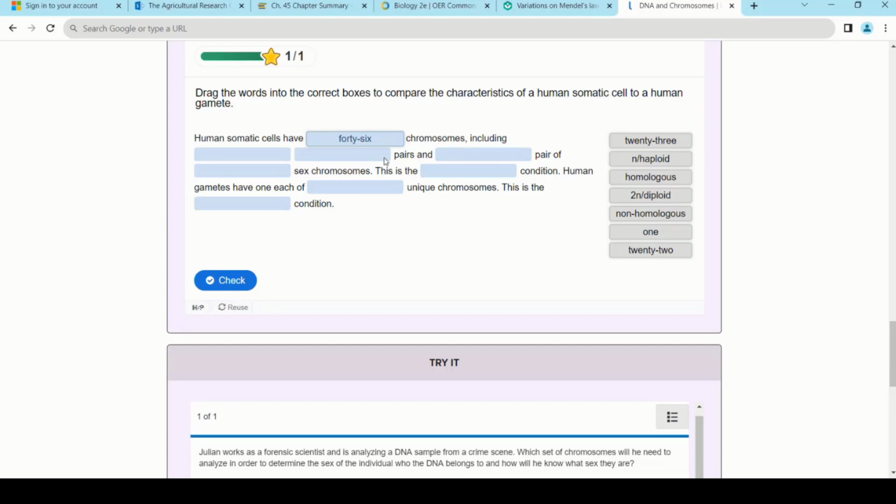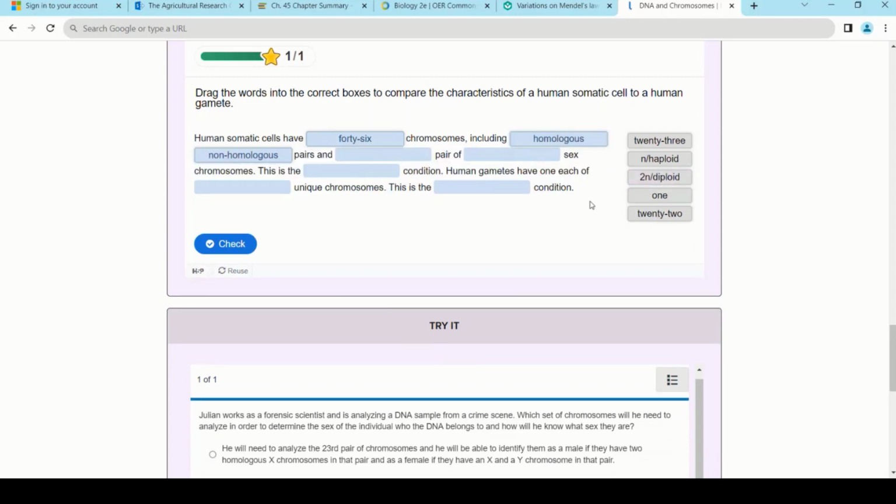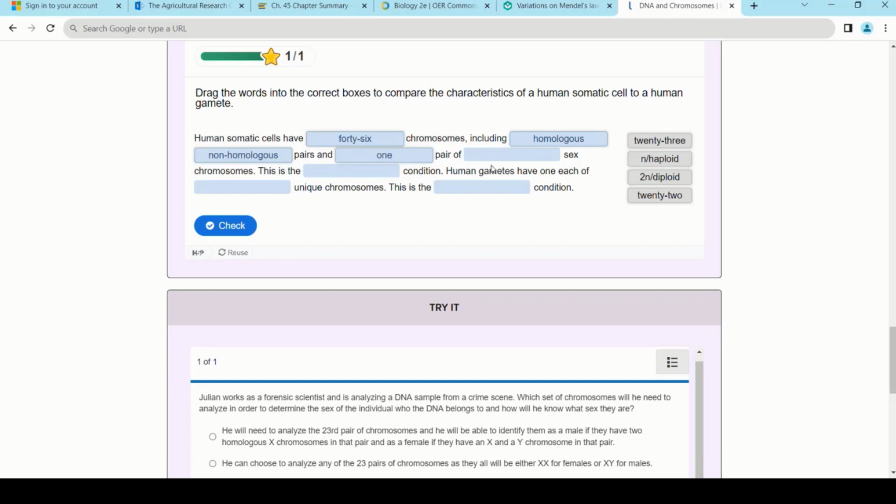We're only going to spend 3 minutes on this one. How many? Homologous and non-homologous. So homologous, non-homologous. Pairs and, anybody else, and pair of sex. You can give the ones which are ahead. You don't have to talk about just this one. Four will be one, okay. One, thank you. Pair of sex.